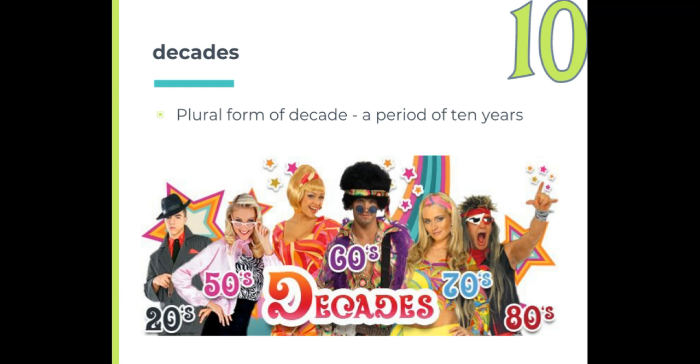Decades, this is the plural form of the word decade, which is a period of 10 years. So in that picture are some decades, the 1920s, 1950s, 1960s, 1970s, 1980s, and how we think of how they dressed during that time. So on your homework, I want you to write which decade you think it would have been most fun to live in.